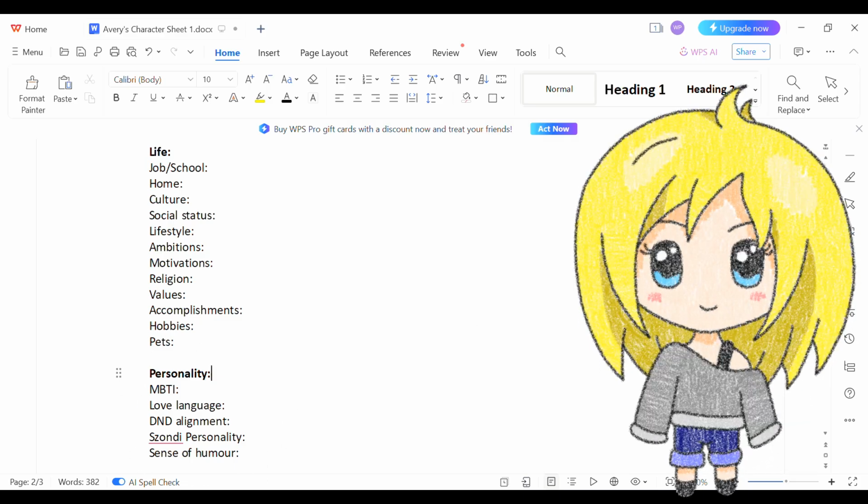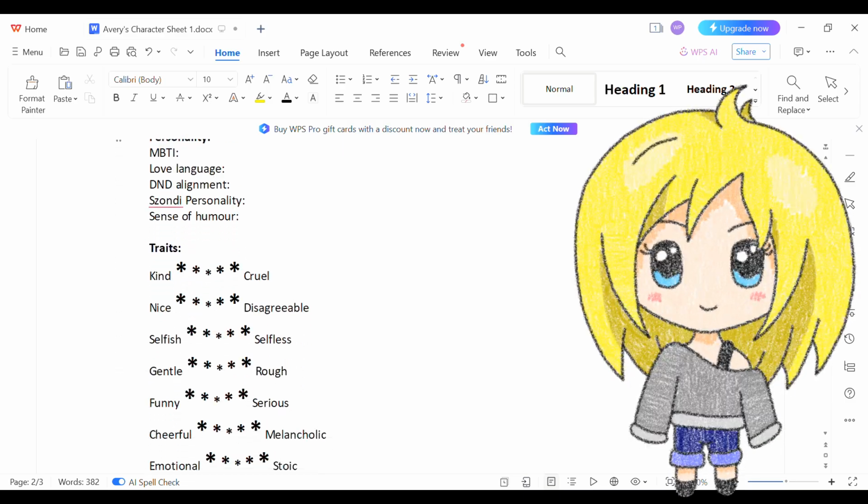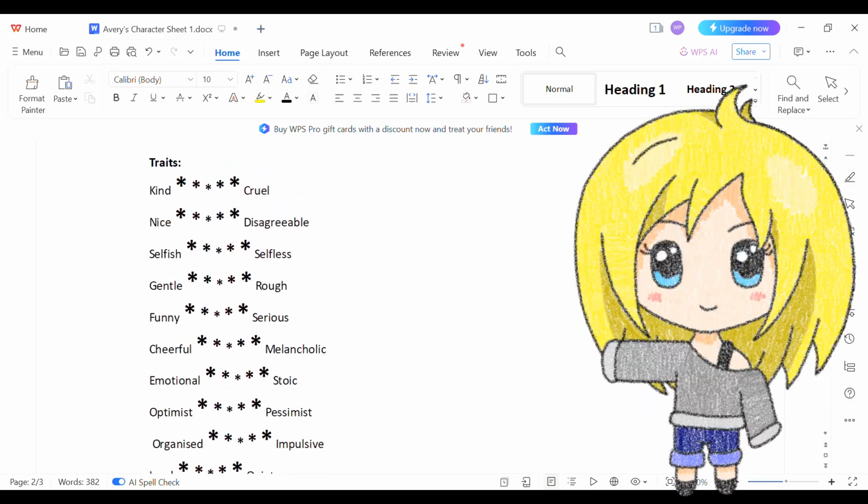And with this section, rather than a character having one trait or another, I like to have a range between two opposing characteristics, with the characters usually falling somewhere in between. For instance, the first opposing character traits we have are kind and cruel. Your character can be extremely kind, quite kind, somewhere in the middle, quite cruel, or extremely cruel.